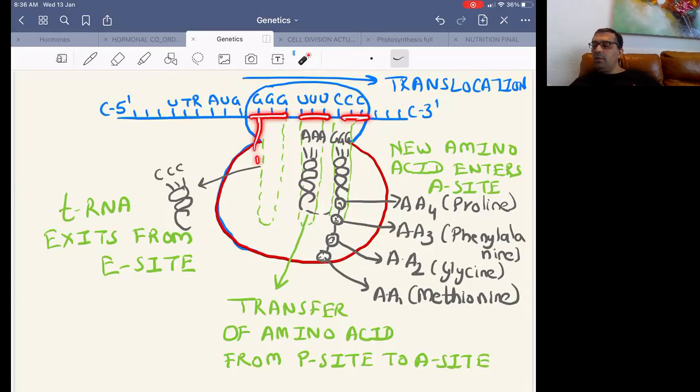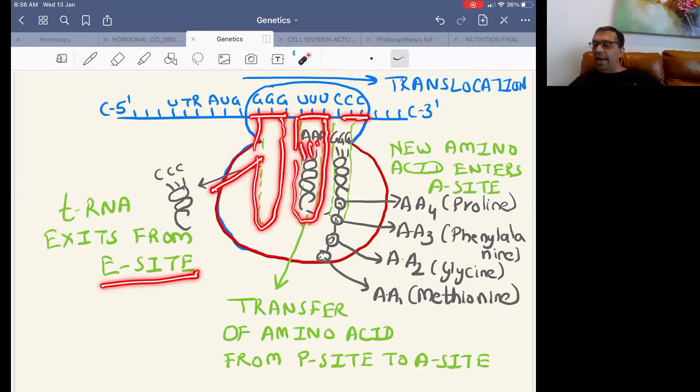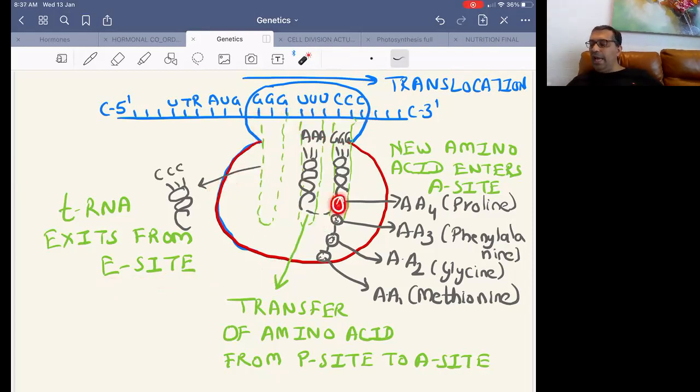And what does the tRNA exit from? I'm sorry, the tRNA exits from the E site. What does the P site now have? The P site has the tRNA with 3 amino acids, and the A site has the fourth amino acid. And where does peptidyl transferase transfer it? Peptidyl transferase transfers it from the P site to the A site.